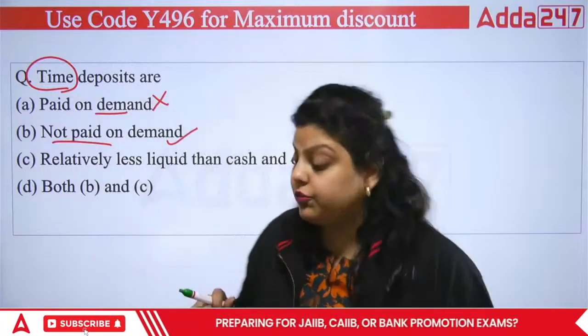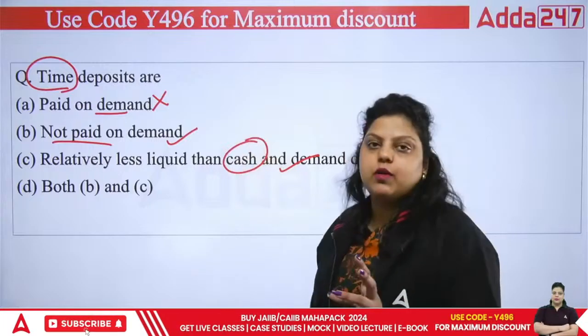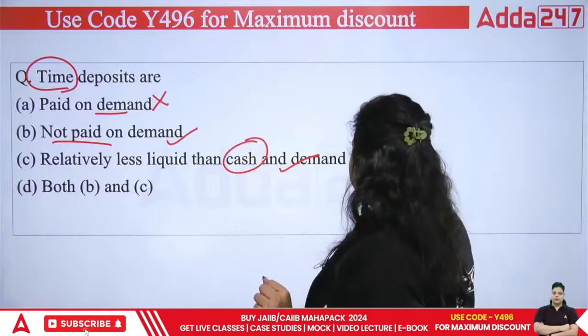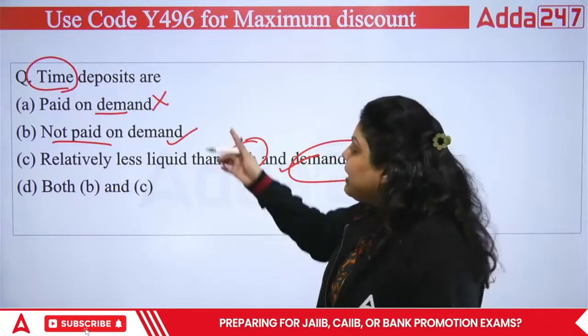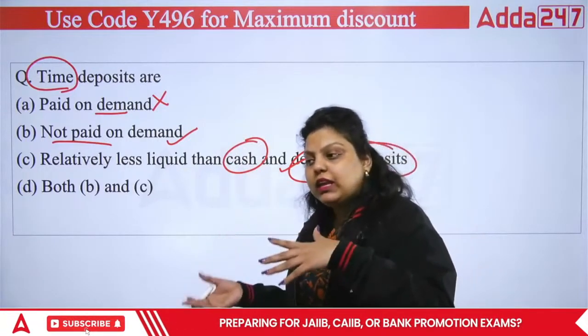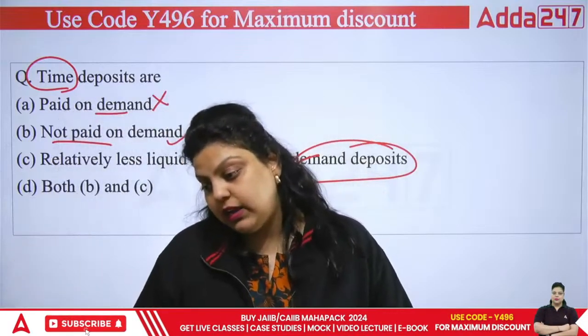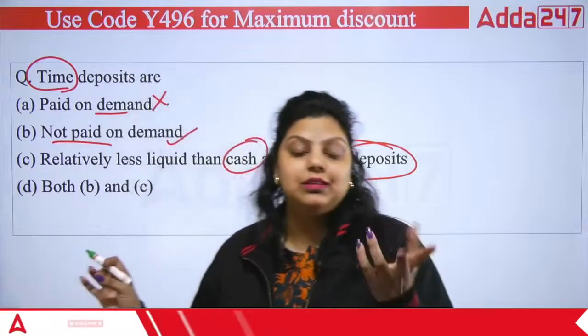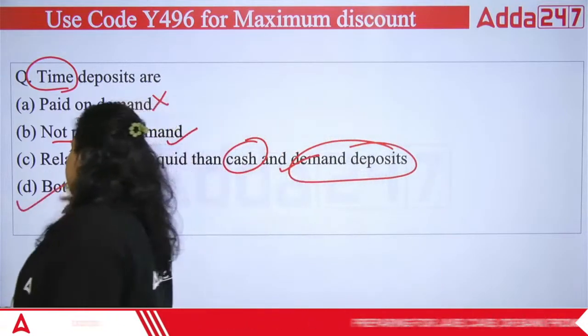C is also correct. The reason is because it's very obvious. The money you have in the form of cash is the liquid form. The money you have in the demand deposit, it means CASA, that's also liquid in comparison to time deposit, because whenever you want, you can withdraw that money. It can be used as cash whenever you want, the money you have deposited in the current account and savings account. It means the right answer is D.